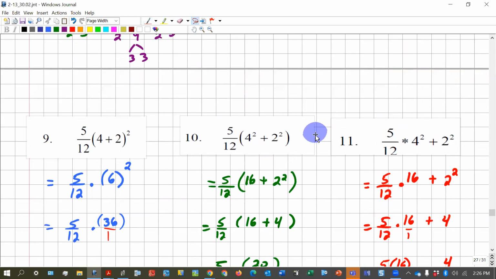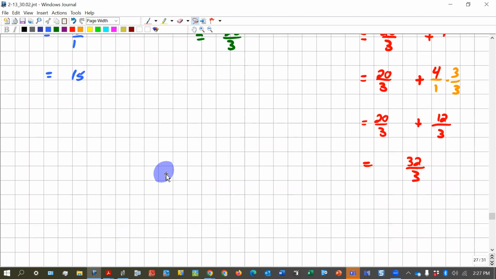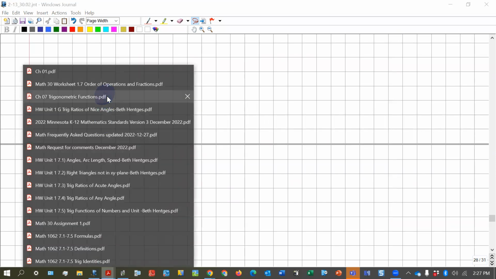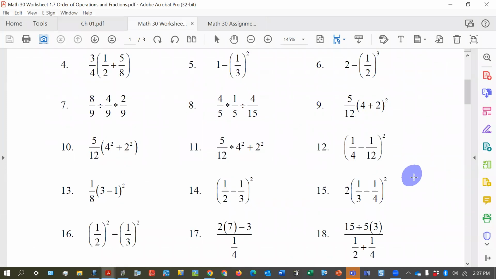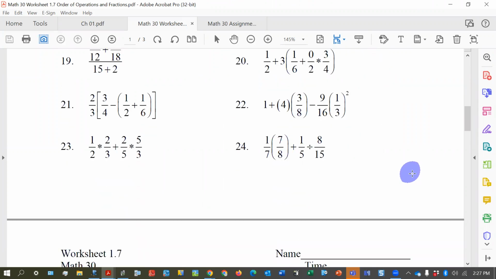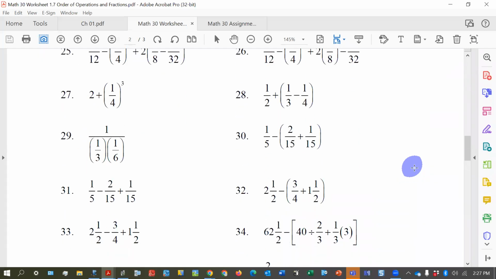So we have to pay attention to the details. Where are the parentheses? Where are the exponents? Where aren't there parentheses? Any others of these problems with the fractions?